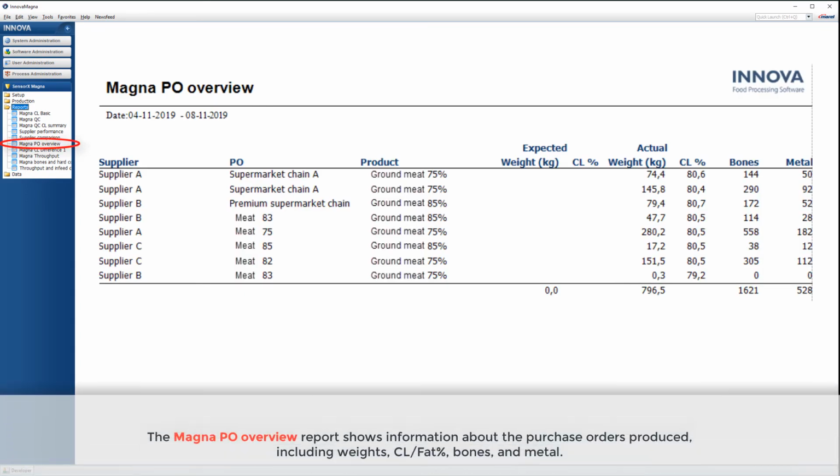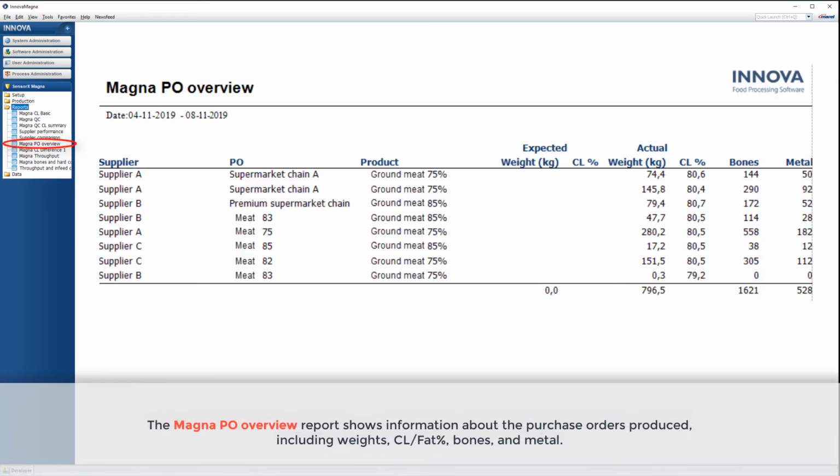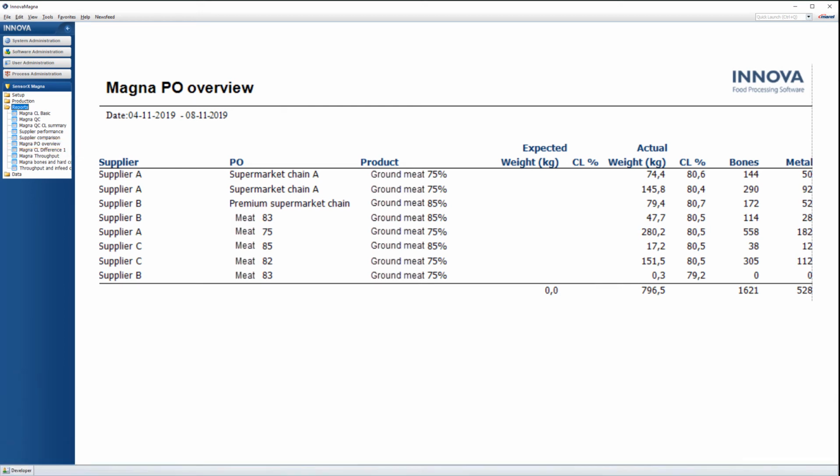The Magna PO Overview report shows information about the purchase orders produced, including weights, CL versus fat percentage, bones, and metal.